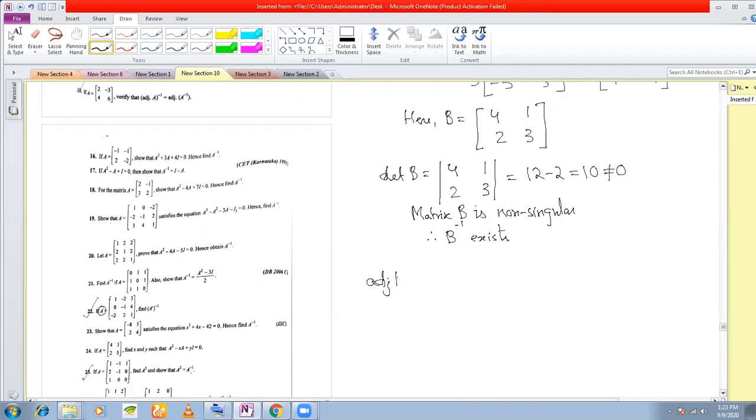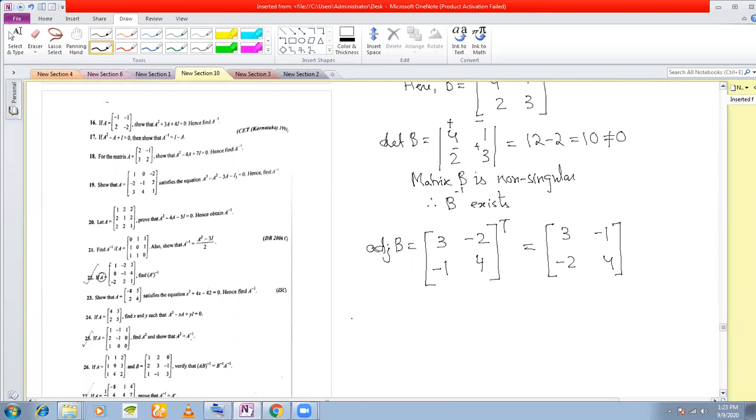What is the adjoint of B? See here again: plus, minus, minus, plus. So the minor of 4 is 3 with a plus sign. The minor of 1 is 2 with a minus sign. The minor of 2 is 1 with a minus sign. The minor of 3 is 4 with a plus sign. Then take the transpose. So this is 3, minus 2, minus 1, 4.